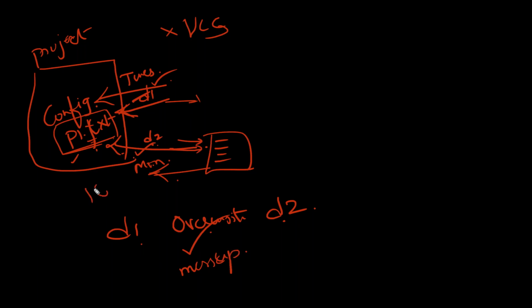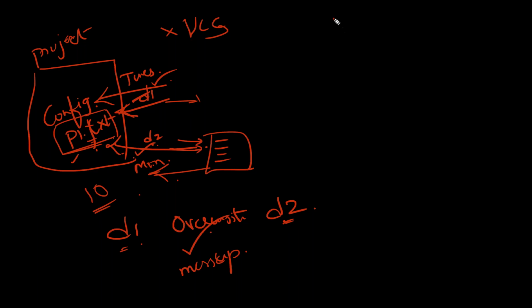Because there might be some 10 people in a team, each person may be overwriting other person's changes. Developer 2 doesn't know that this is happening. Even developer 1 doesn't know he's overwriting. This happens because there is no tracking, there is no proper versioning, right?